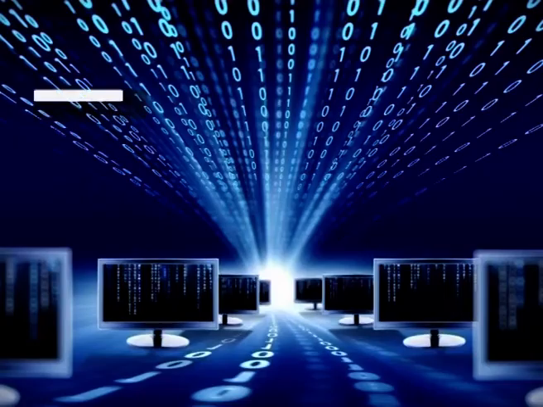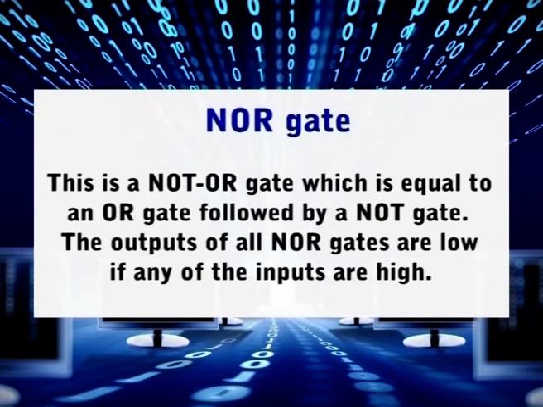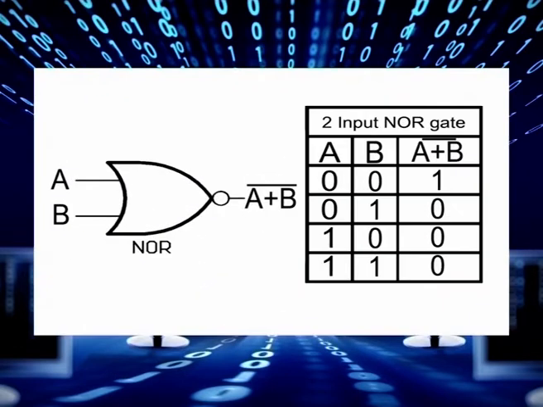Our next topic of discussion is the NOR gate. This is a NOT OR gate, which is equal to an OR gate followed by a NOT gate. The output of a NOR gate is low if any of its inputs is high. Look at the diagram. This is the representation of the NOR gate along with its truth table. The symbol is an OR gate with a small circle on the output. The small circle represents inversion.